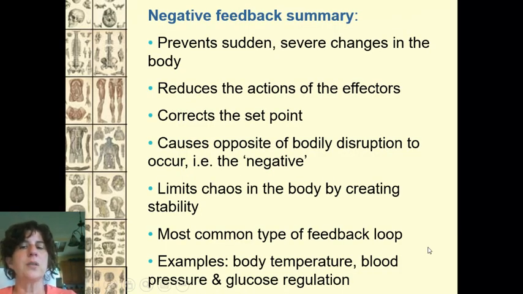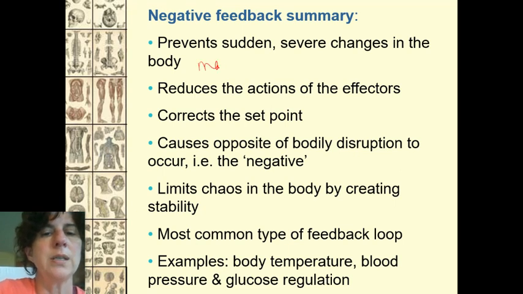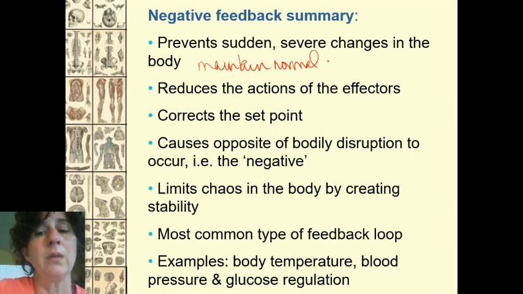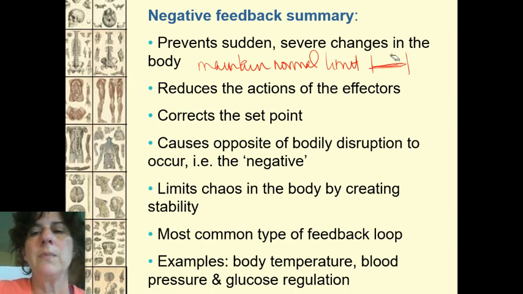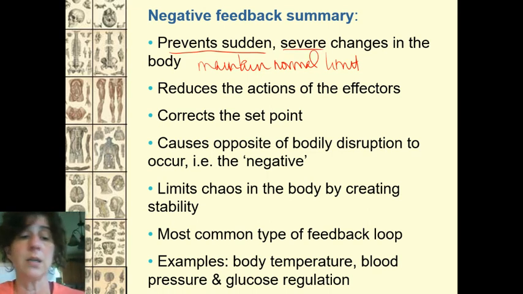All right, so as a summary then, negative feedback is always trying to maintain normal. So we're always trying to maintain normal limits, right? Remember, it's not a set amount, it's a limit or an area between this. So here's where my limit, my norm is, my homeostasis. I can stay anywhere between that, right? So we want to maintain these normal limits. So in order to maintain normal, it means you're preventing sudden severe changes. I'm trying not to do that.